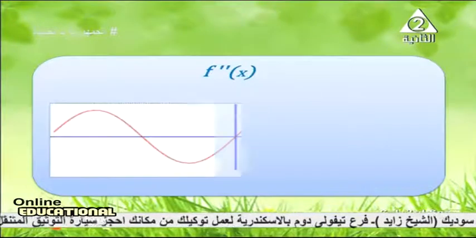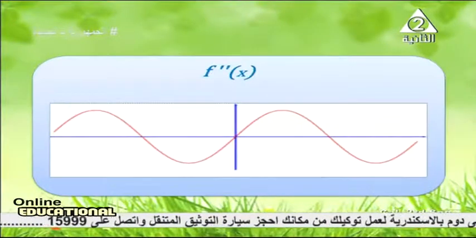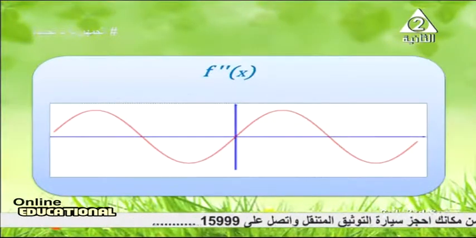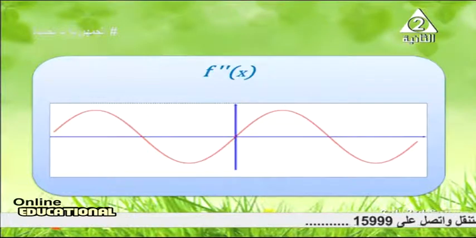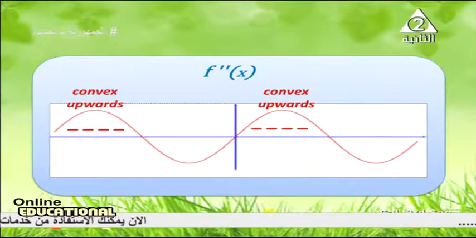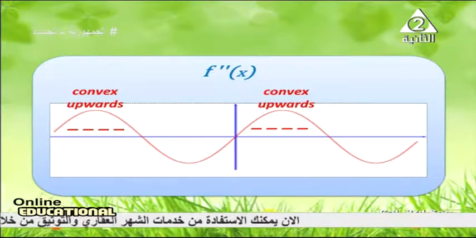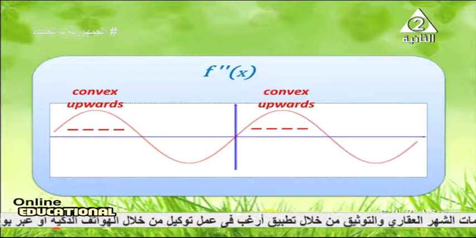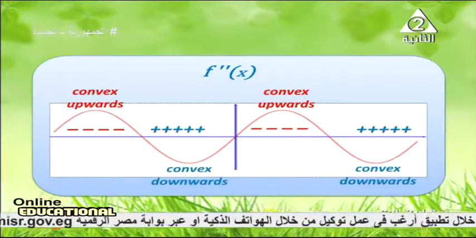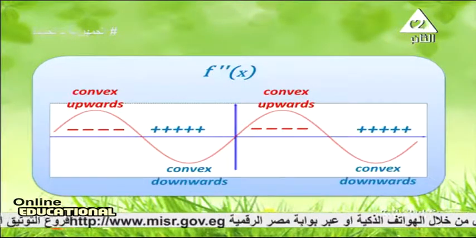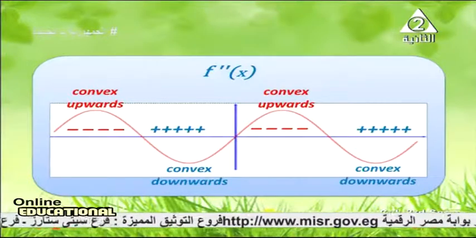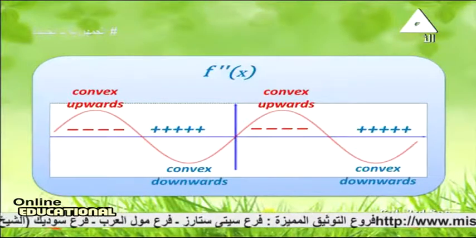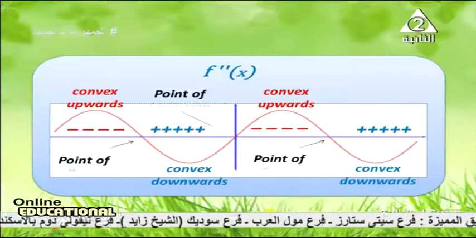We have f double dash x positive or negative on this curve in this graph. F double dash x negative, then the function is convex upwards, and f double dash x positive, then the function is convex downwards in these intervals. Let's start with the first example.